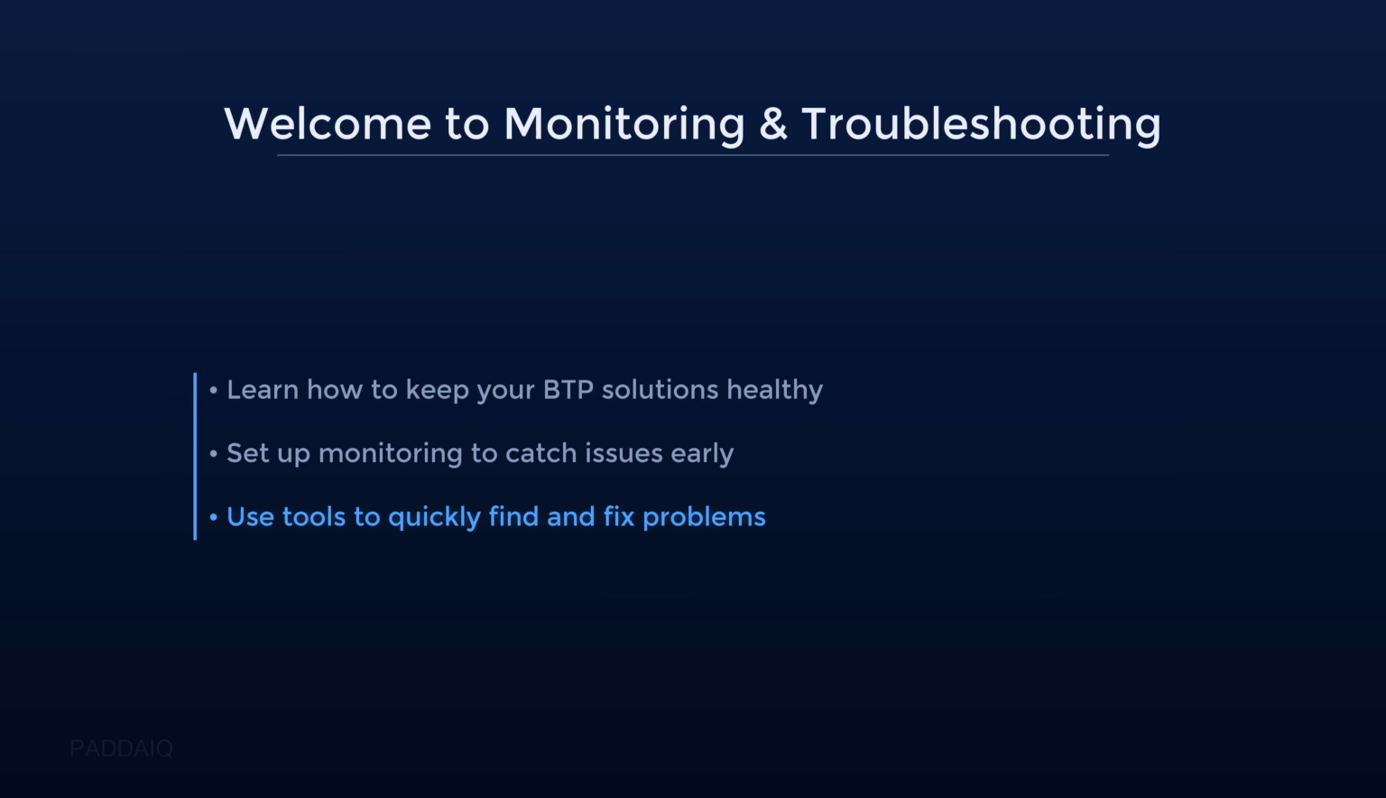Use tools to quickly find and fix problems. This means employing built-in SAP BTP services to identify and resolve issues efficiently. For example, if an app is slow, use the alert notification service to detect the bottleneck and take corrective action. Mastering these tools ensures your solutions remain reliable and performant.